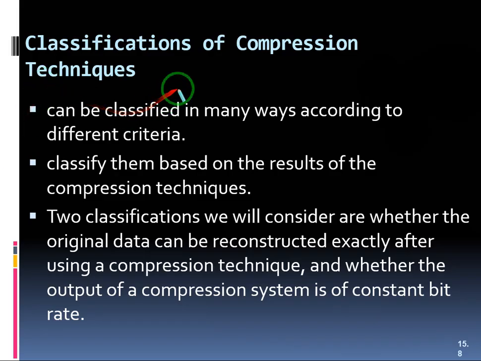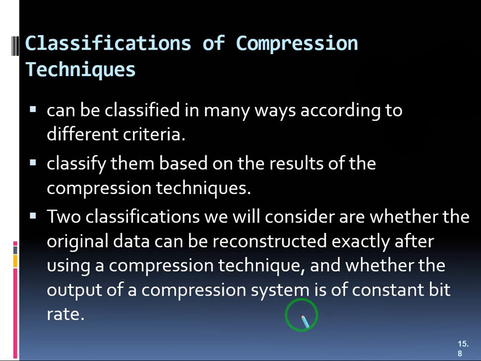Classification of compression techniques. They can be classified in many ways according to different criteria. The first is to classify them based on the result of the compression techniques. Two classifications we will consider are whether the original data can be reconstructed exactly after using a compression technique, and whether the output of a compression system is of a constant bit rate. So it's based on two.